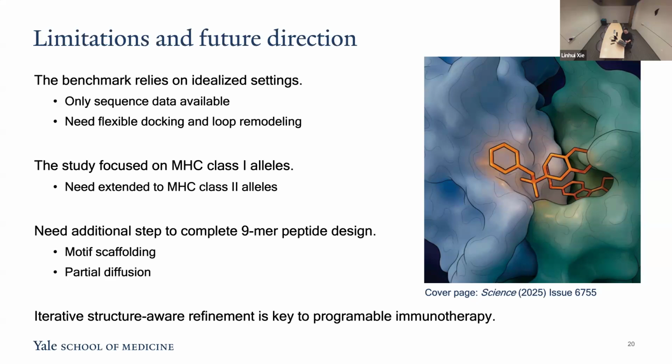And the second stage, we actually need to go to the motif scaffolding and partial diffusion, so we can append the first amino acid on top of the amer and complete this peptide generation. So this is our future direction. Additionally, we would like to iteratively refine this pipeline so that we can achieve a high binding chance for our desired peptides in the TCR receptor and MHC complex domain.